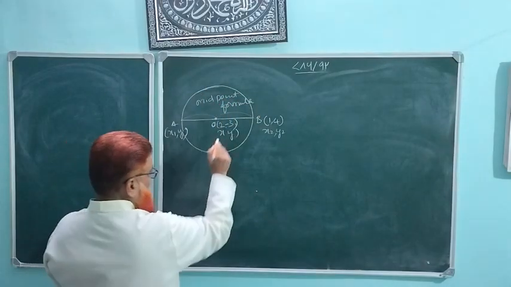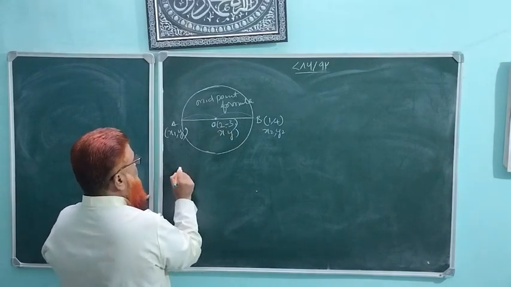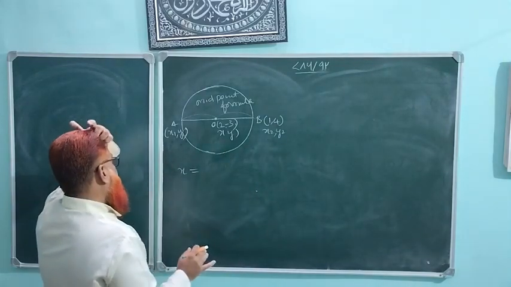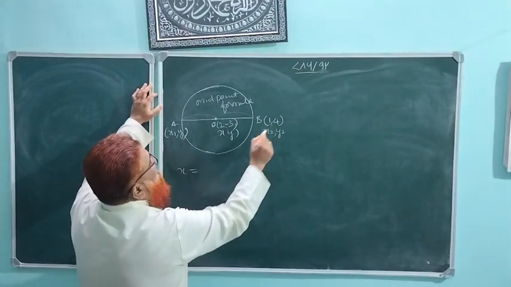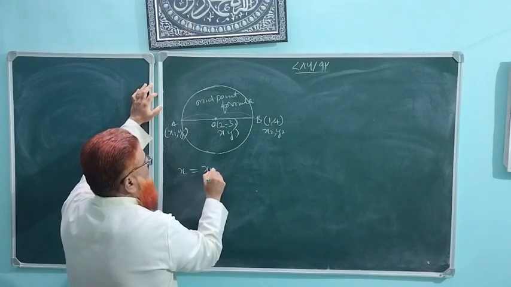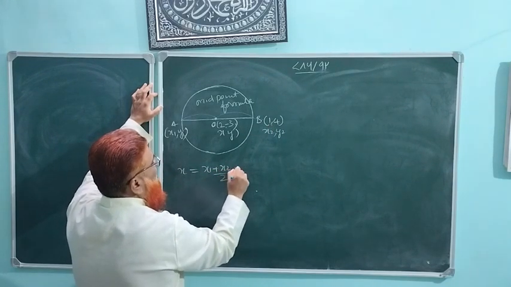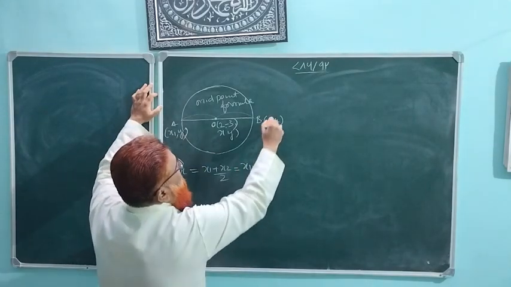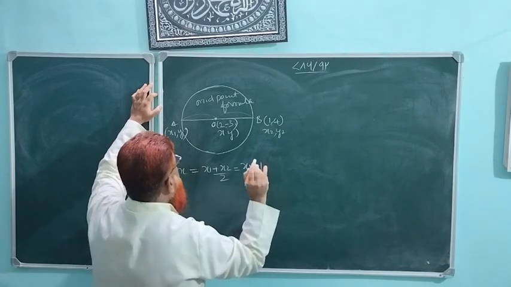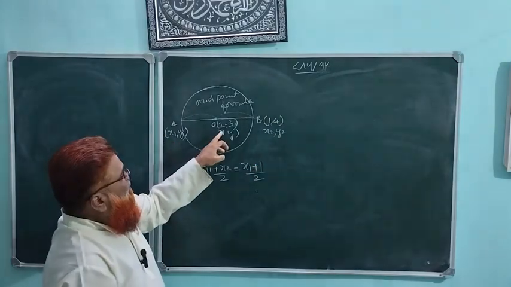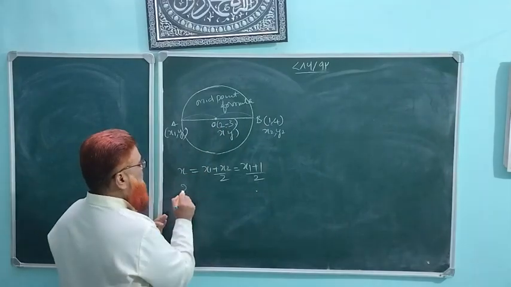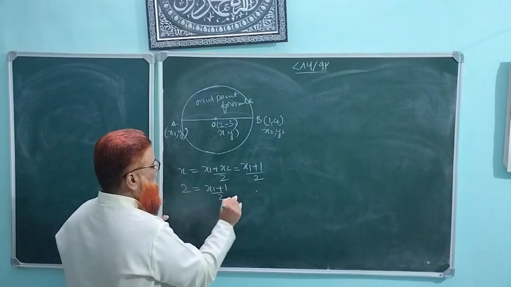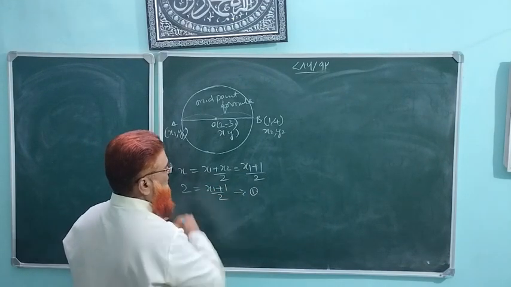How to use the midpoint formula: take x is equal to x1 plus x2 by 2. What is x1? We have to find it. What is x2? It is 1, divided by 2. But you know that x is 2. So equate: 2 is equal to x1 plus 1 by 2. Call it equation 1.